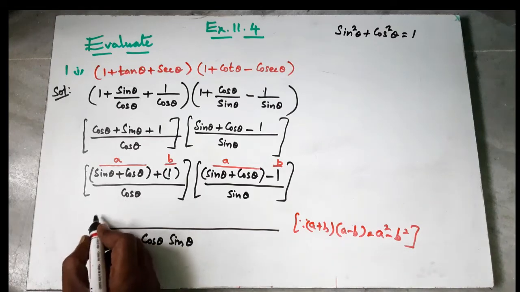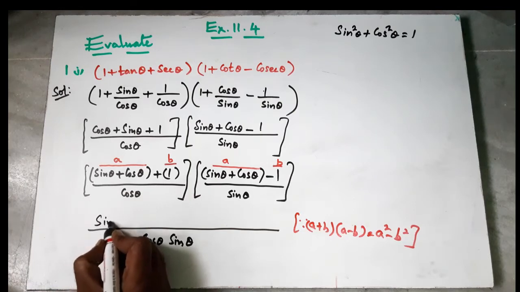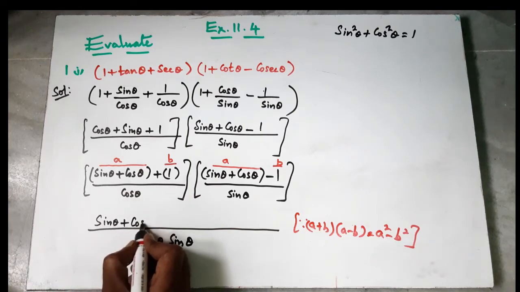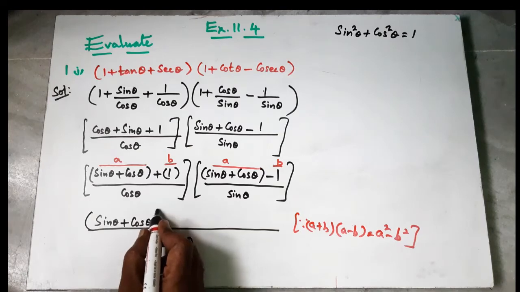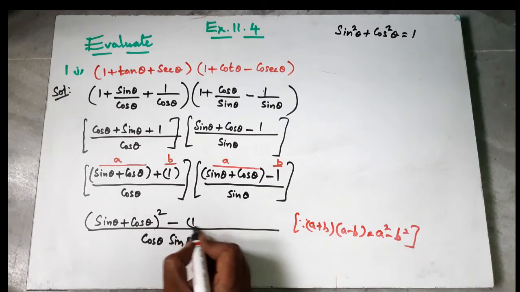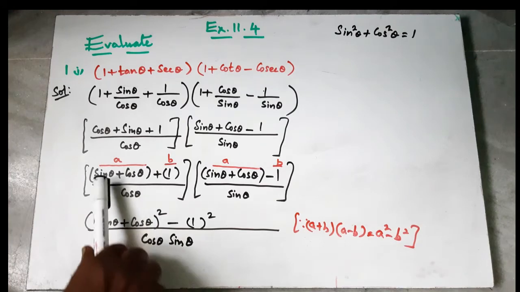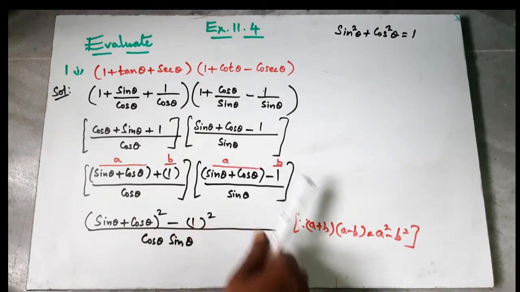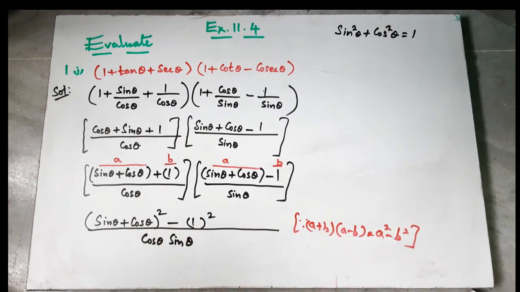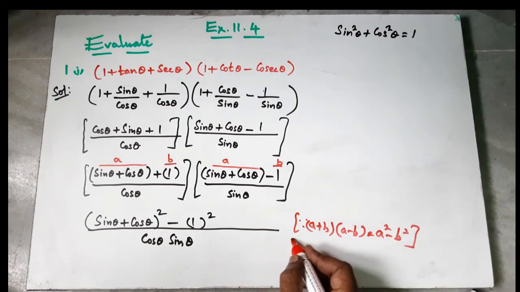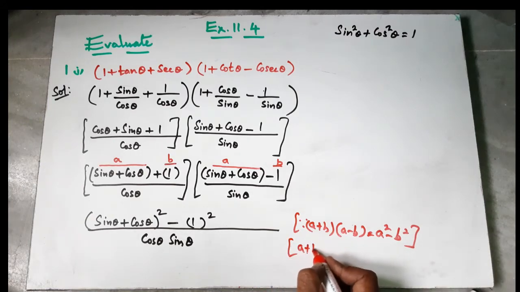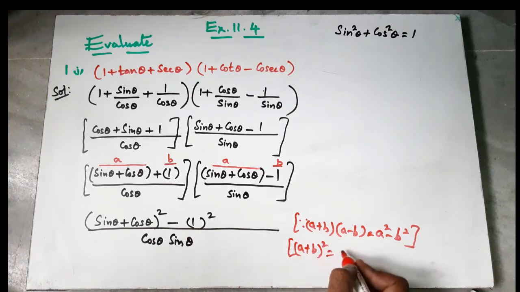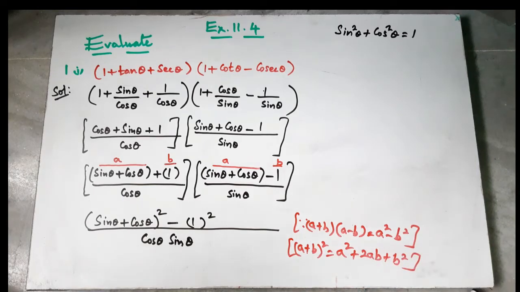So what you are going to write? Sin theta plus cos theta whole square. This is A square minus B square is 1 square. Okay. A plus B into A minus B, that is equal to A square minus B square. Again we are going to use another identity that we know, that A plus B whole square is equal to A square plus 2AB plus B square. Okay. So here you are having in the form of A plus B whole square.